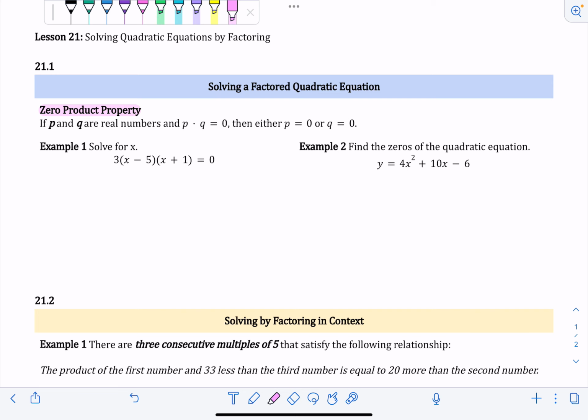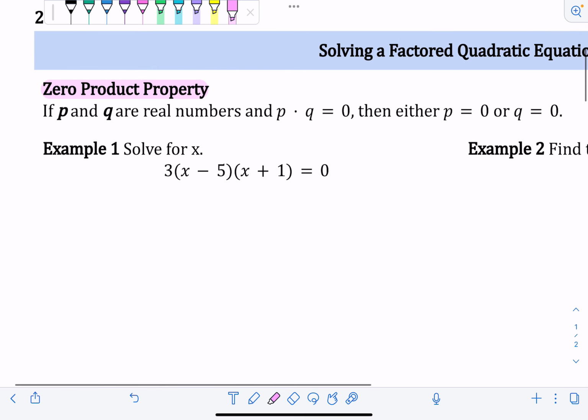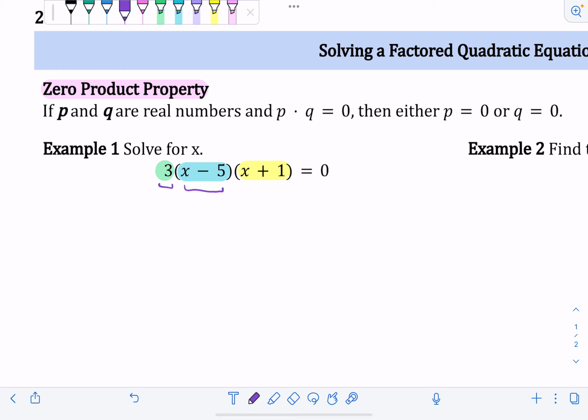So if we look at example 1, this is an example of a factored equation, meaning that we don't have to use factor by grouping or anything like that. It's already in factored form, which is when you have different factors, for lack of better terms, multiplied by each other. So like 3 times x minus 5 times x plus 1. These are three different factors. The 3, the x minus 5 is a factor, the x plus 1 is a factor. And factors are just things that are being multiplied together to get a final product.